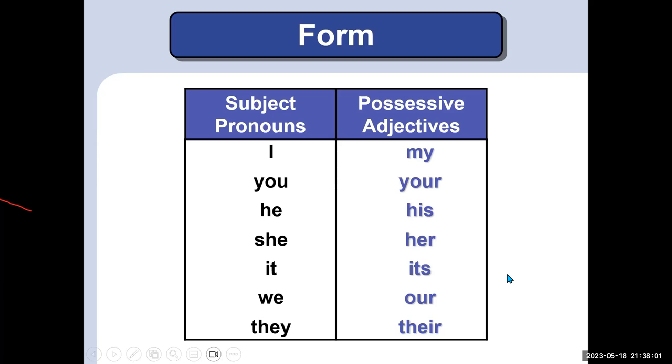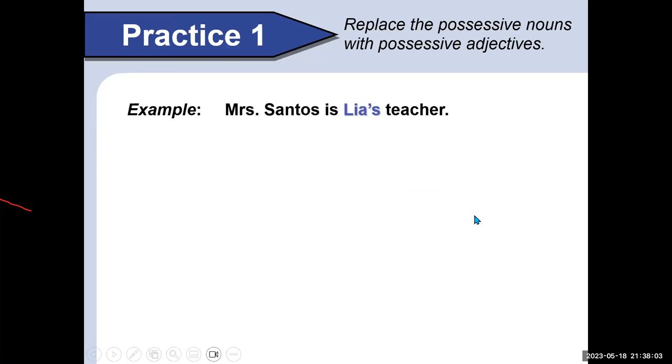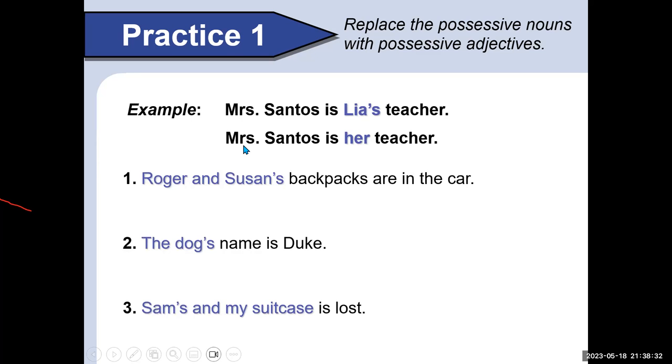Okay, let me move. Okay, and I got some example here. Okay, this is the practice number one. Replace the possessive noun with possessive adjective. We have an example. Mrs. Santos is Laia's teacher. Okay, we have the example here. Mrs. Santos is her teacher. Okay, you are going to resolve 1, 2, and 3. Do it now, please.